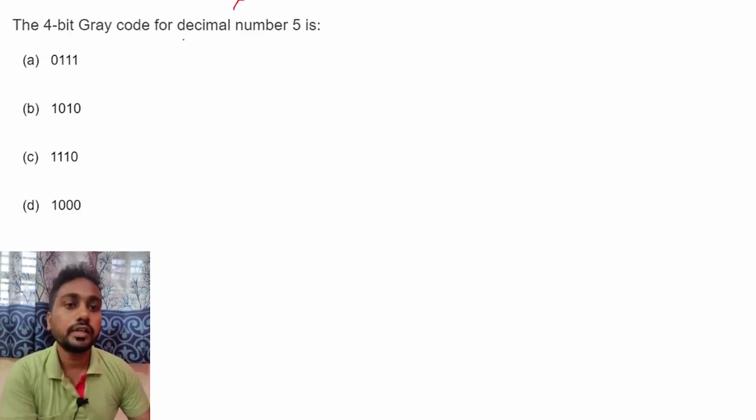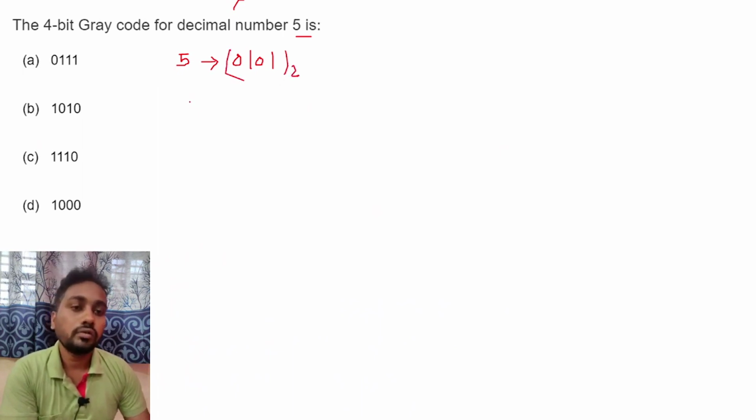A 4-bit gray code for a decimal number 5 is. So we need to find the gray code of this 5. Okay, so first you need to convert this into binary. The binary representation of 5 is 0101. This is the binary representation of 5.